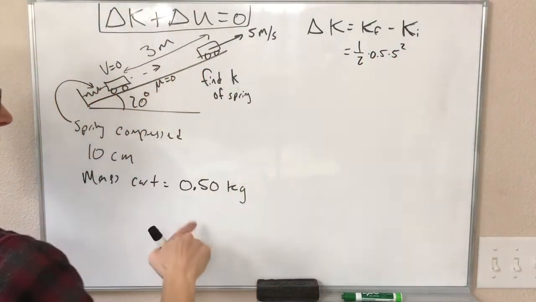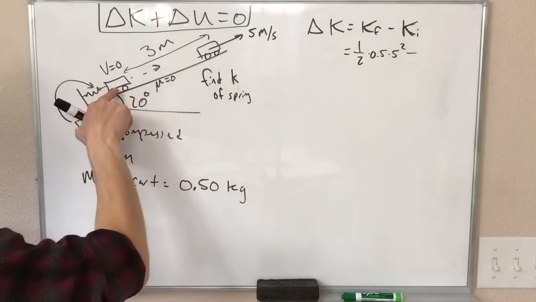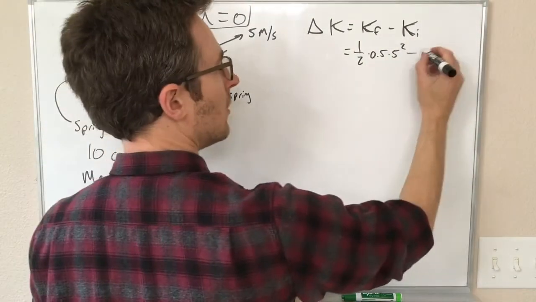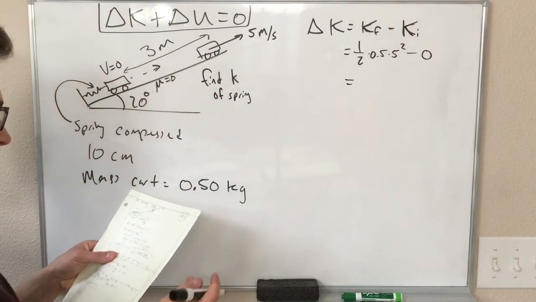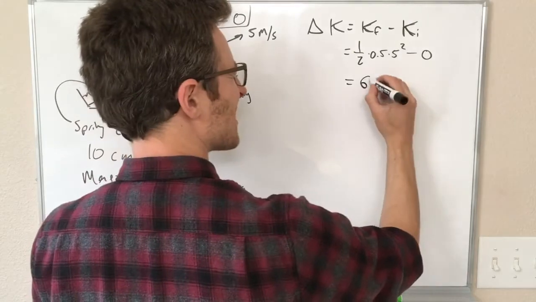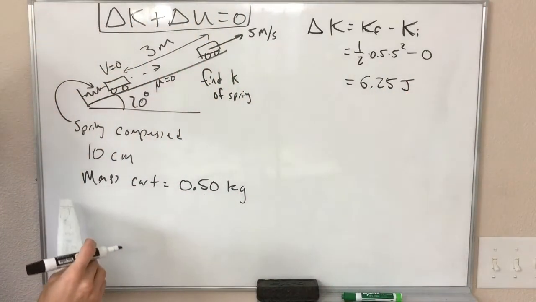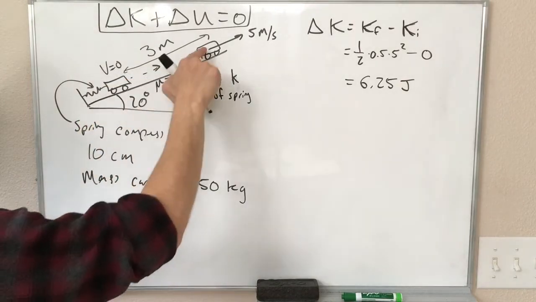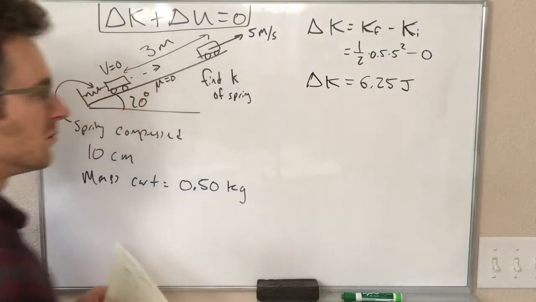So m is 0.5, v is 5. And the initial kinetic energy of the cart is 0. So this is easy. Our changing kinetic energy is 1/2 times 0.5 times 5 squared, which equals 6.25 joules of energy. So this is our changing kinetic energy from start to finish. The cart gains 6.25 joules.